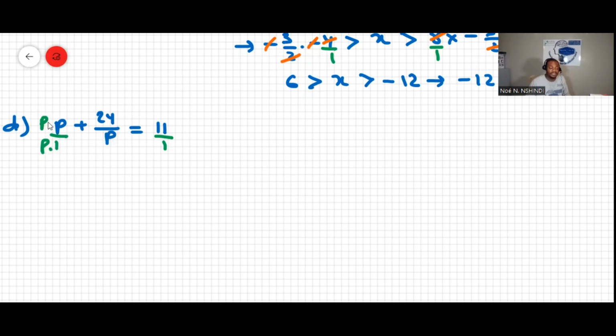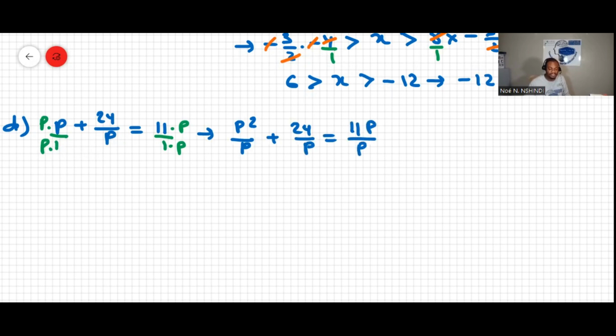Then I'll times by P the numerator to keep the fraction the same, because P over P can be simplified. So I'll do the same over here also. I times by P, and I times also by P there. Now this will become P squared over P plus 24 over P equal to 11P over P.